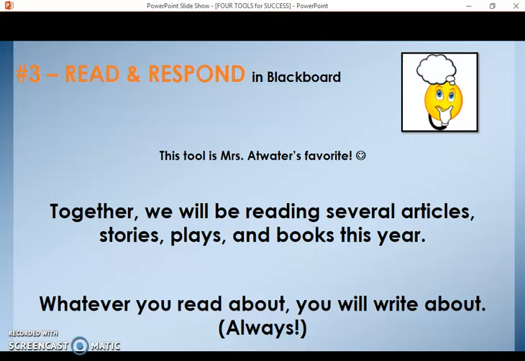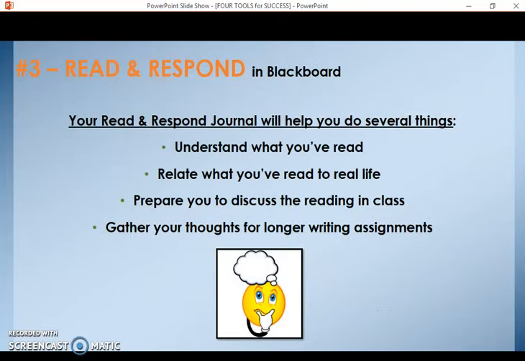This is Mrs. Atwater's favorite tool of all. I think that there's nothing more important than you being able to read something and actually understand it and put your thoughts into writing. So we'll be reading lots of things this year. We'll be reading articles and stories and plays and books. But you can bet that whatever you read about, you will write about always. Okay. And all right, that's a little more on that. I'll have this PowerPoint posted up in our Blackboard so you can go back and look at that.